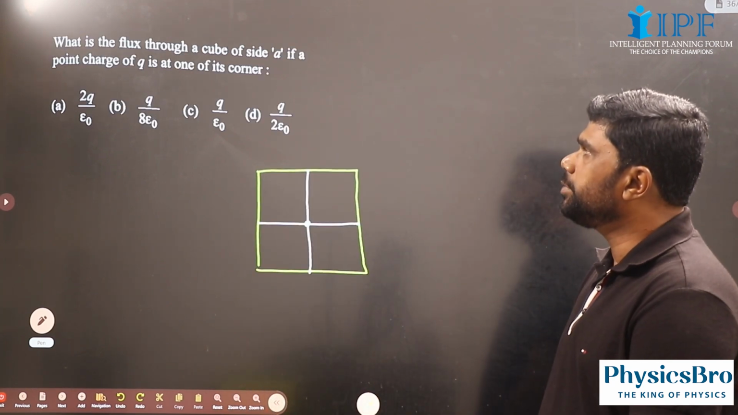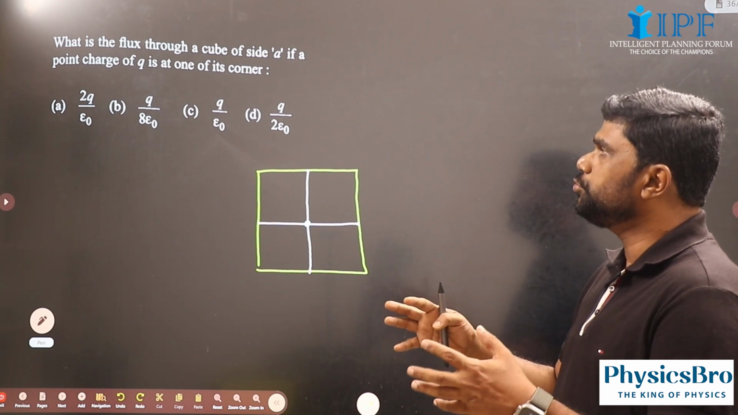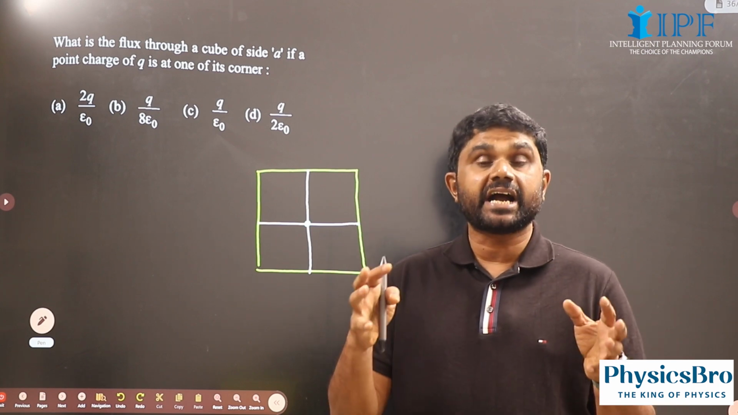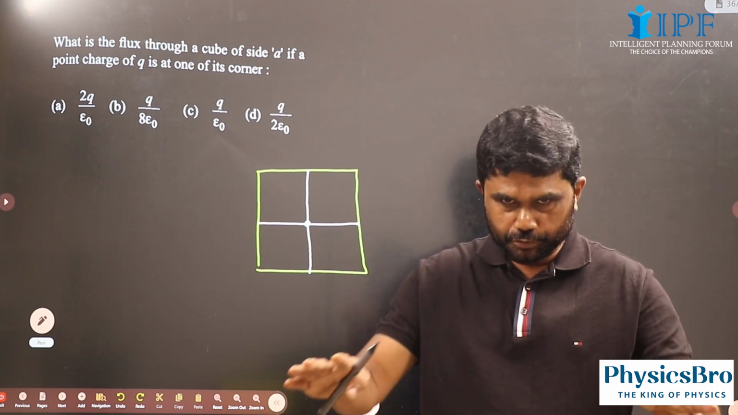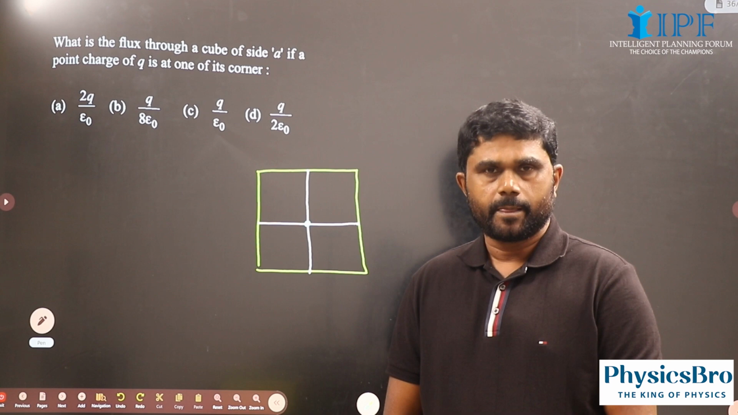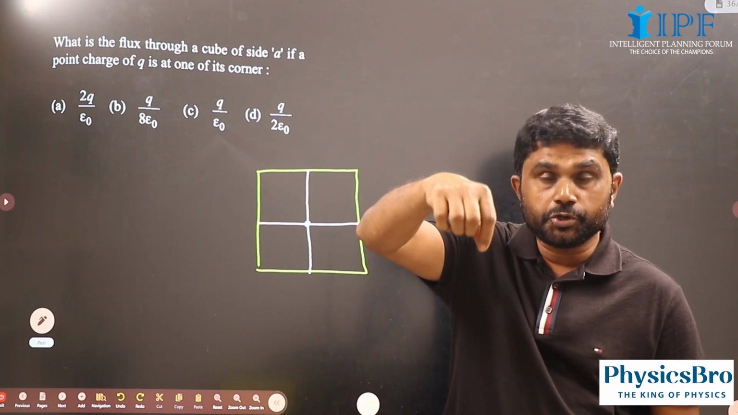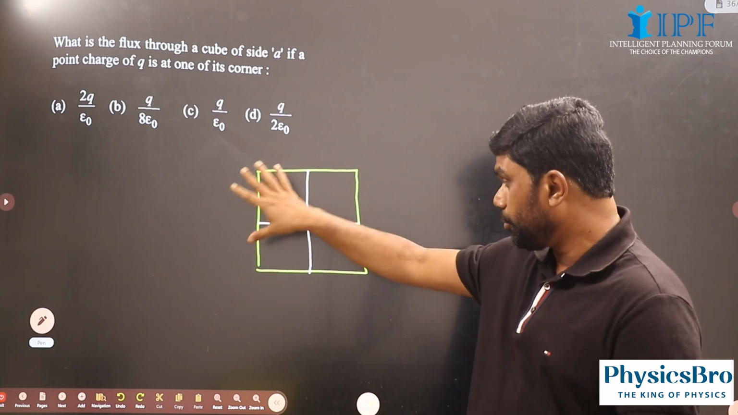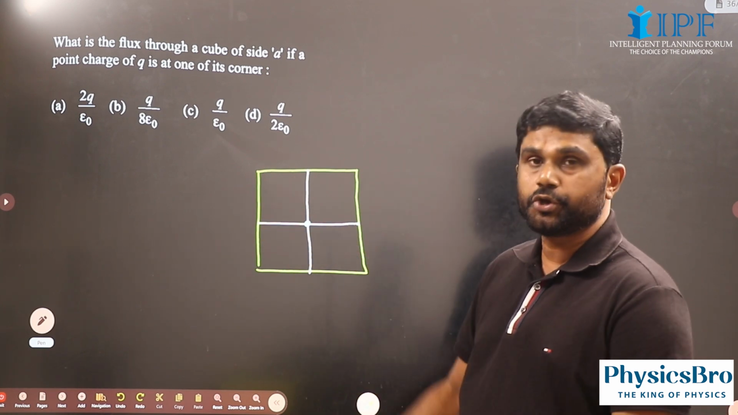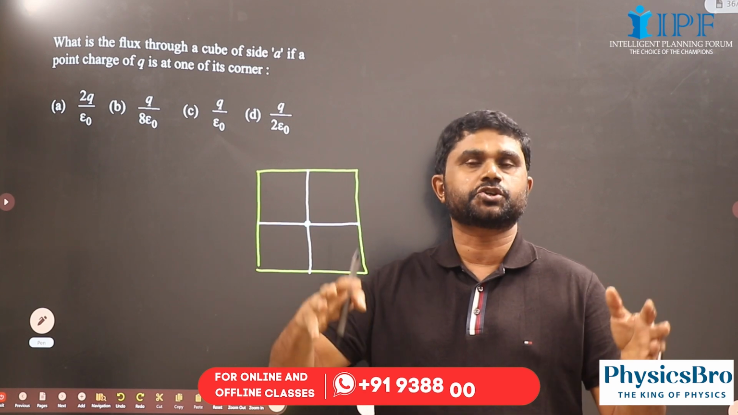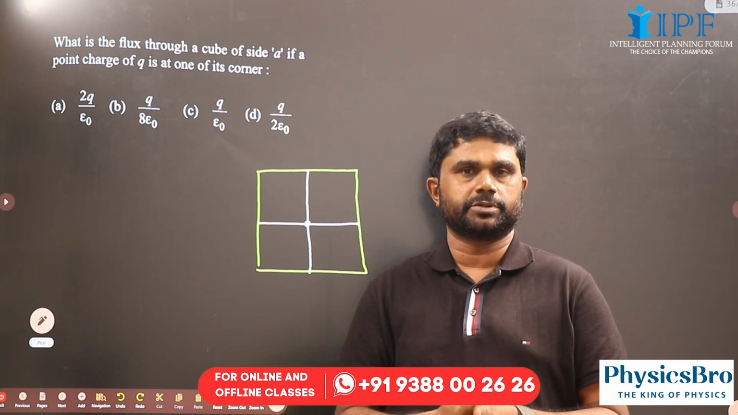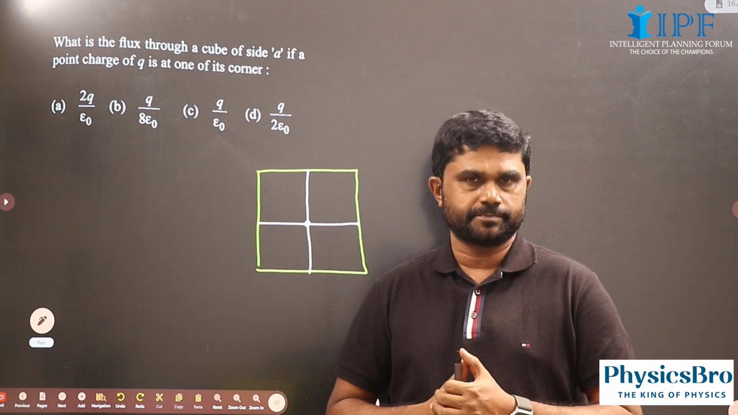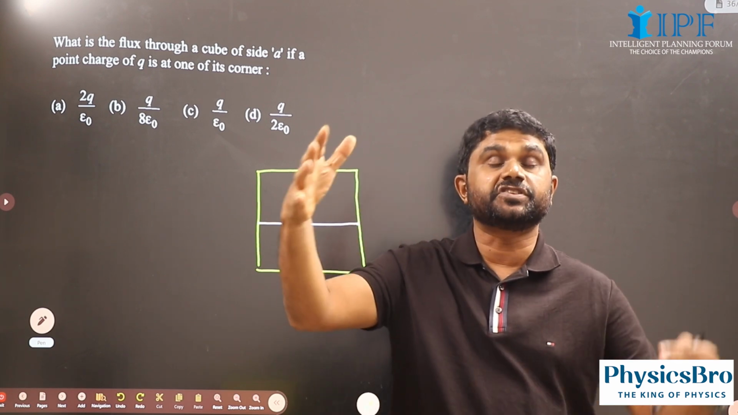What is the flux through a cube of side A if a point charge of Q is kept at one of the corners? Suppose we have 8 identical cubes. 4 cubes are arranged like this on a tabletop, okay, and a charge small q is kept at the center like this. Another 4 identical cubes are arranged over these 4 cubes, so that the combination of these 8 cubes is a big cube of edge equal to twice the edge of the smaller cubes, and the charge is at the center of this big cube.